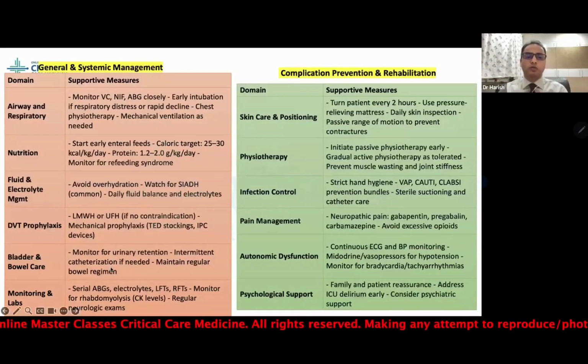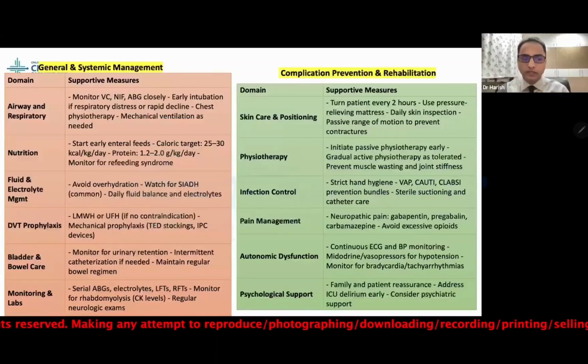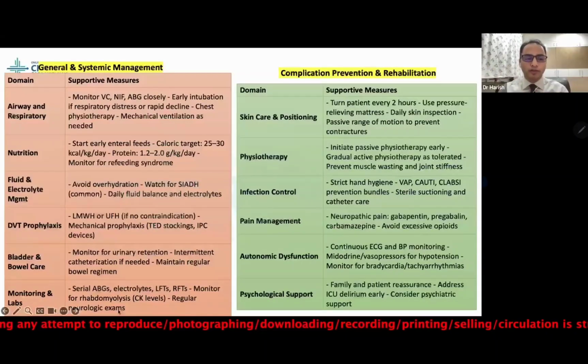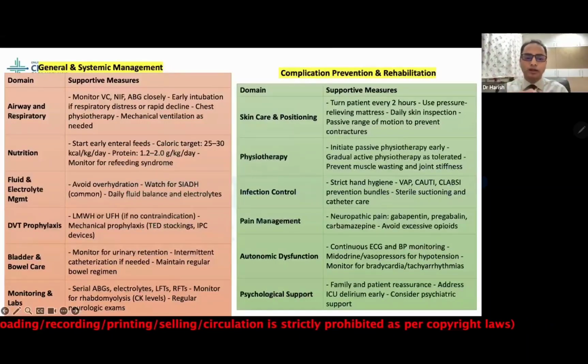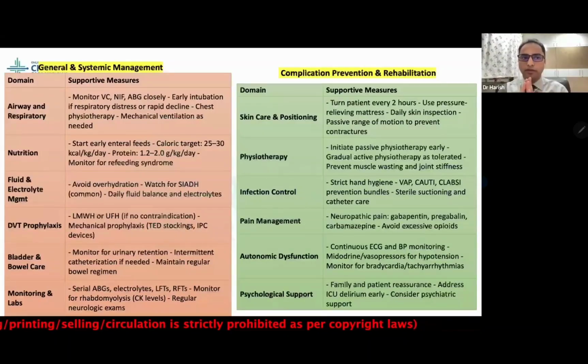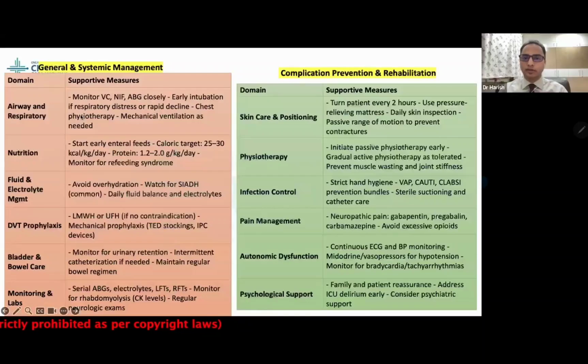Bladder and bowel care: monitor for urinary retention, intermittent catheterization might be required. Maintain a regular bowel regimen. Monitor other labs like serial ABG, electrolytes, RFT, LFT. Monitor for rhabdomyolysis, like creatine kinase level. Regular neurological examination is very very important. So this is one sort of general and systemic management.